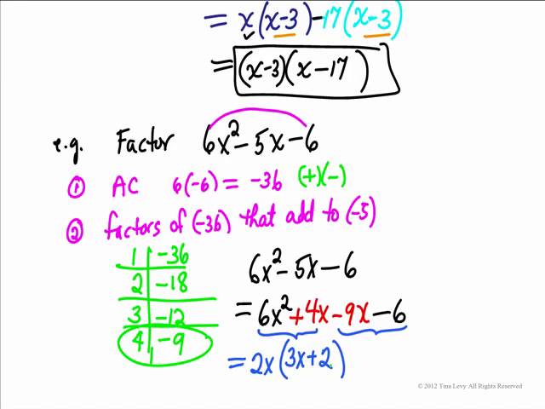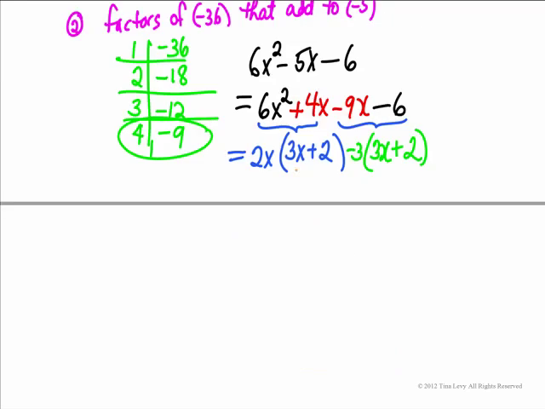Now I'm looking at negative 9x and negative 6. What's common to 9 and 6 is 3. That's the greatest common factor. But because this leads with a negative, I factor out a negative 3. Negative 9x divided by negative 3 is positive 3x. Negative 6 divided by negative 3 is positive 2. We now have 2 terms in common. We're now ready to factor out that 3x plus 2.